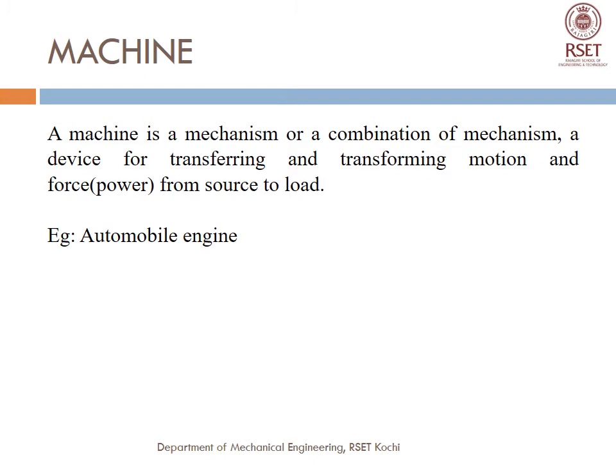So a machine is a mechanism, or a combination of mechanisms, and a device for transferring and transforming motion and force from a source to the load. Load means actually the output. The best example for this is the automobile engine. That is what I have described.